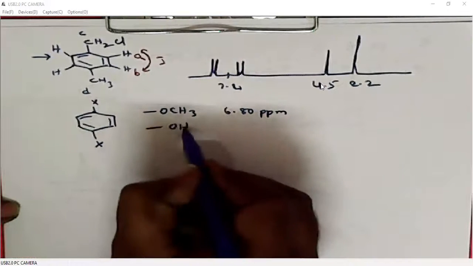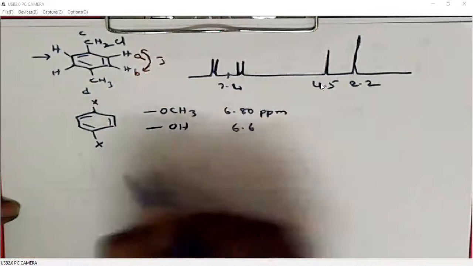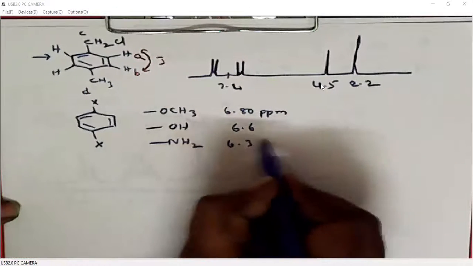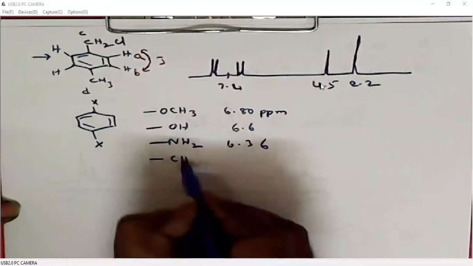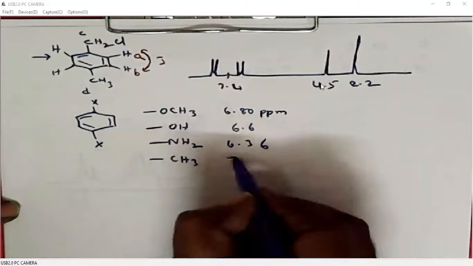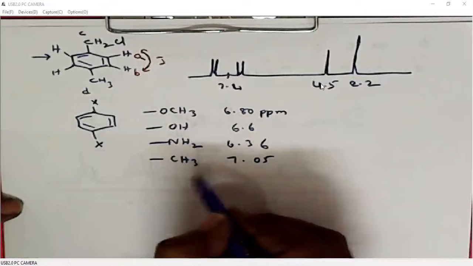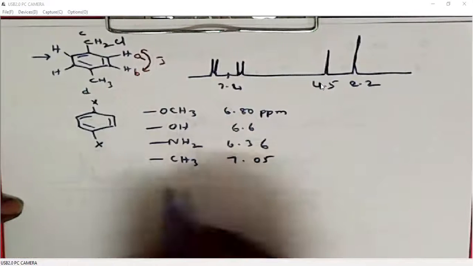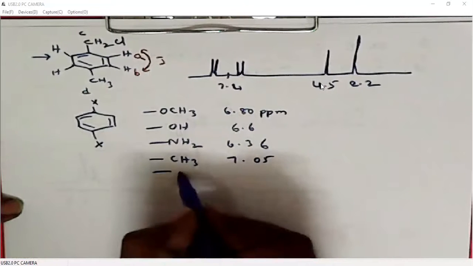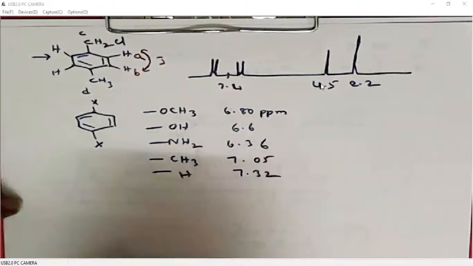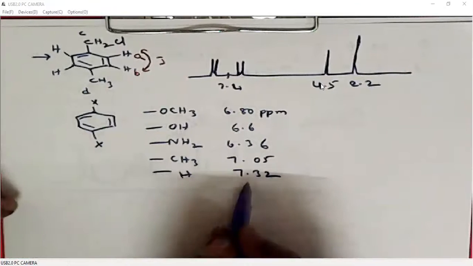If we have OH, it appears at 6.6 ppm. If it is NH2, it is 6.36. It is basically because of the electron releasing nature of these substituents. A methyl group is only inductively electron releasing, so it releases less electron density, and it gives 7.05. If it is a proton, it is neither donating nor withdrawing, so it will appear here.